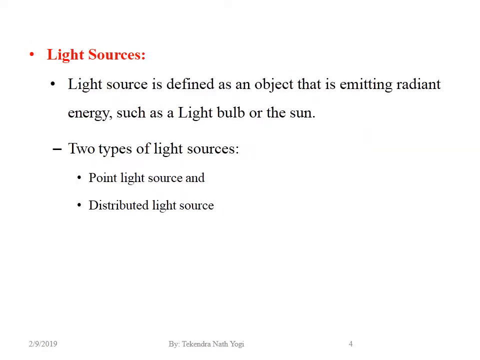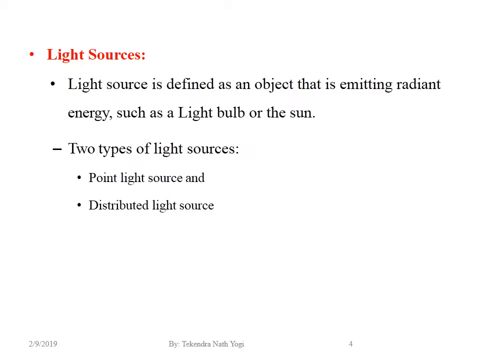What are light sources? What do we understand by light sources? As we have studied, there are components: ambient light, light coming from nearby objects after reflection, diffuse illumination, specular reflection, and the light source. So here we have the definition of light source. A light source is defined as an object that is emitting radiant energy, such as a light bulb or the sun.